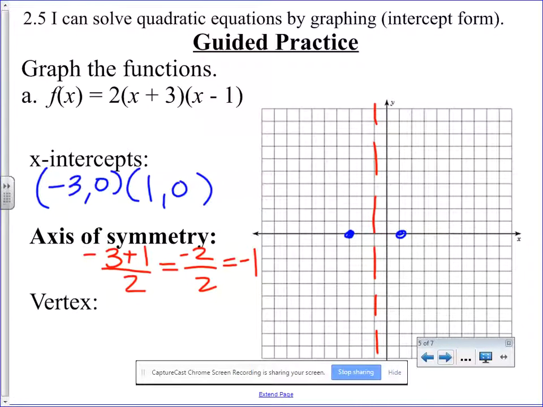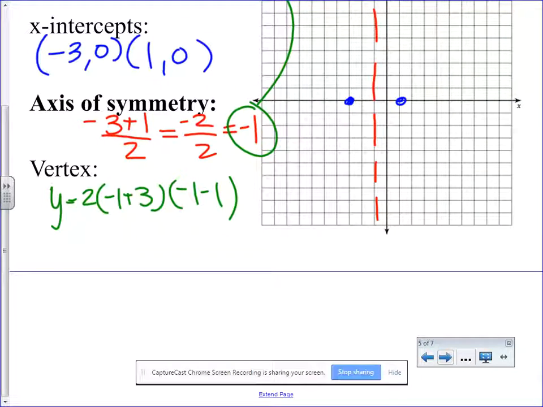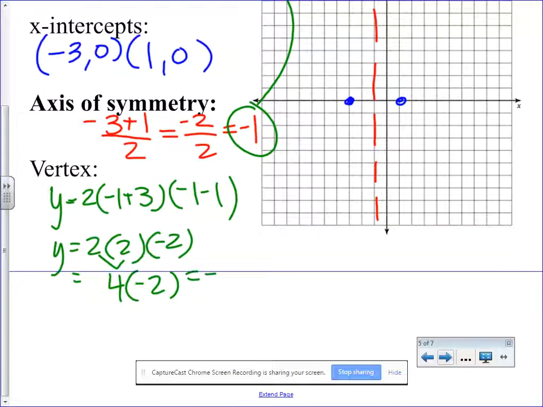Somewhere along the axis of symmetry, x equals negative 1, my vertex occurs. So I'm going to take this negative 1, I'm going to plug it in for x. So I've got y equals 2 times negative 1 plus 3 times negative 1 minus 1. That's going to give me y equals 2 times negative 2, which is 4 times negative 2, which is negative 8. So my vertex is negative 1, negative 8.